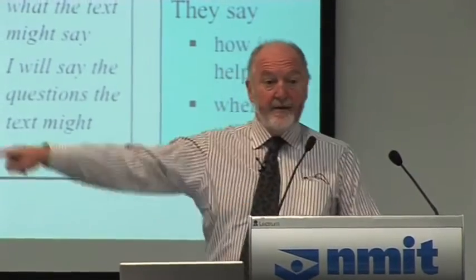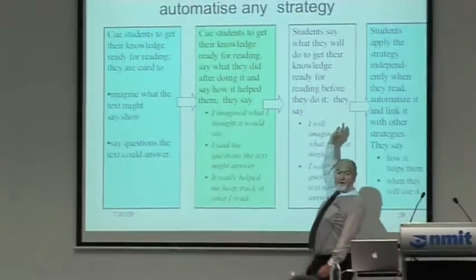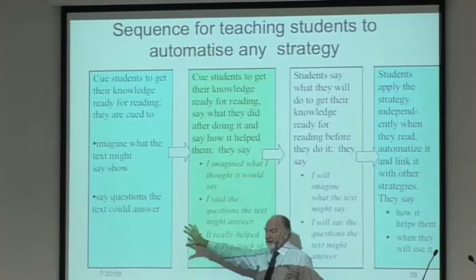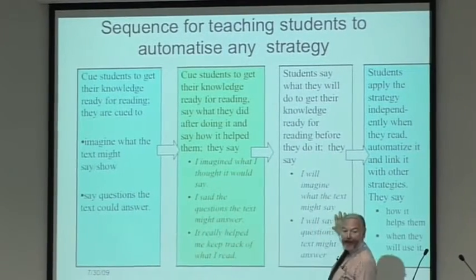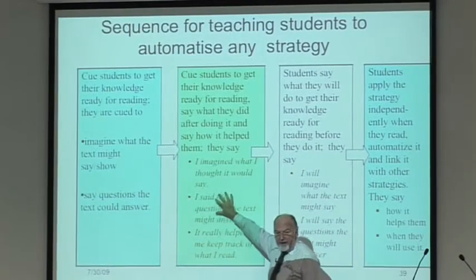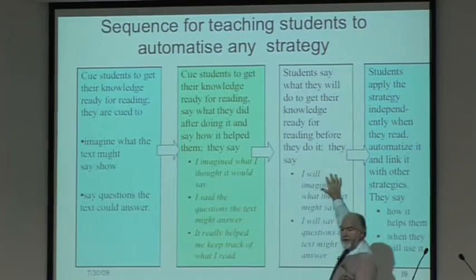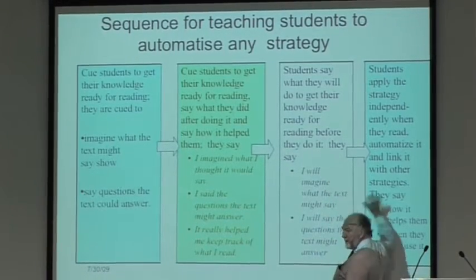And then the next part was the building in the vocalising, saying what it was. This is when you're teaching it to automaticity, where you're getting them to be able to say what they did, how it helped them, say what they're going to do, and then practice.